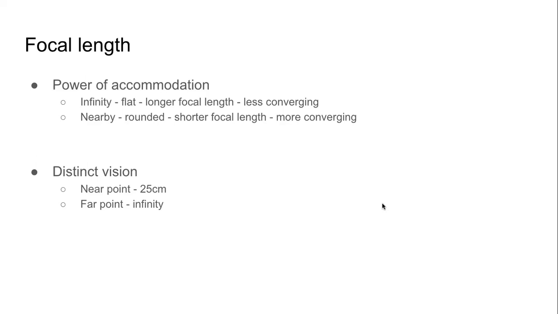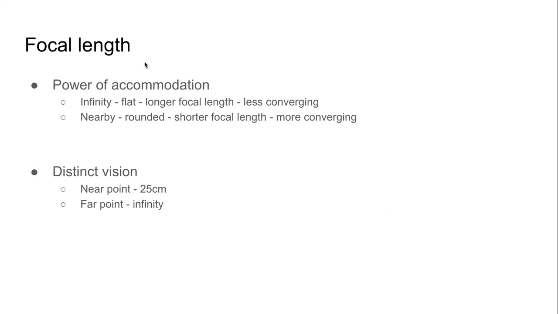Power of accommodation and distinct vision on page number 87. On page number 87, distance of distinct vision is given in the gray box. Power of accommodation is explained adjacent to the diagram of the eyes.